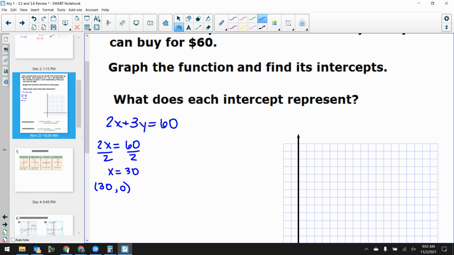Same thing for my y values. But now I ignore the x term. I say 3y is equal to 60, and I divide by 3. y is 20. 0, 20. Again, the reason we can do that is because it was presented to us in which form? Standard form. It was presented to us in standard form.